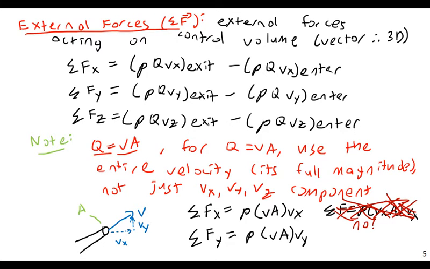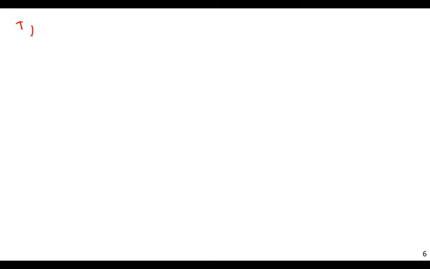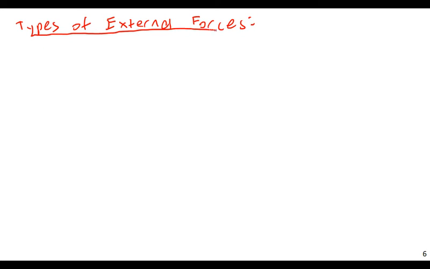Well, good question. Okay, so let's move on to talk about types of external forces. Now, especially when we look at body forces, this can be a bit of a misnomer because you can actually have external forces, quote unquote, external forces that are originating entirely from the contents of the control volume.